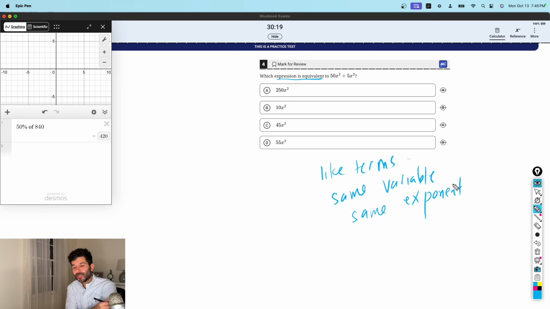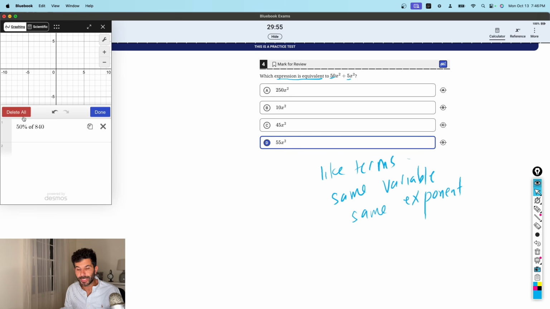Now, if you have like terms, whether you're adding or subtracting, the key is you're working with the coefficient. So I have a coefficient of 50, and then I have a coefficient of 5. So we're going to simply add 50 and 5. We're going to let the variable just come along for the ride. So that's going to be 55x squared. That'll be my answer, choice D. Not going to need Desmos for anything here.